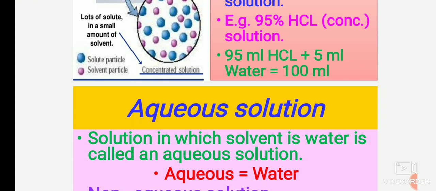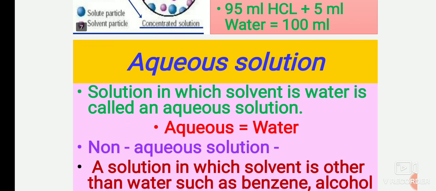Depending on type of solvent, solutions are of two types. First, aqueous solution. Aqua means water. Therefore, a solution in which solvent is water is called an aqueous solution. Here, water is a universal solvent, means maximum substances are dissolved into it.